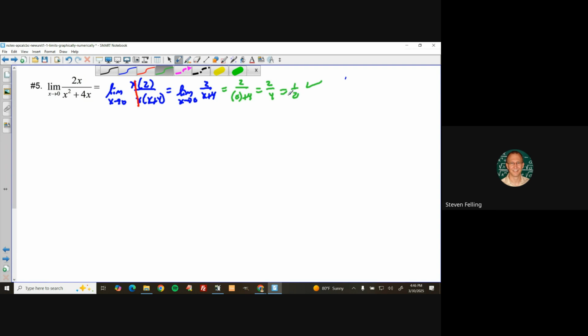So this does evaluate, and we don't have to resort to sketching or evaluating by plugging in values near 0.